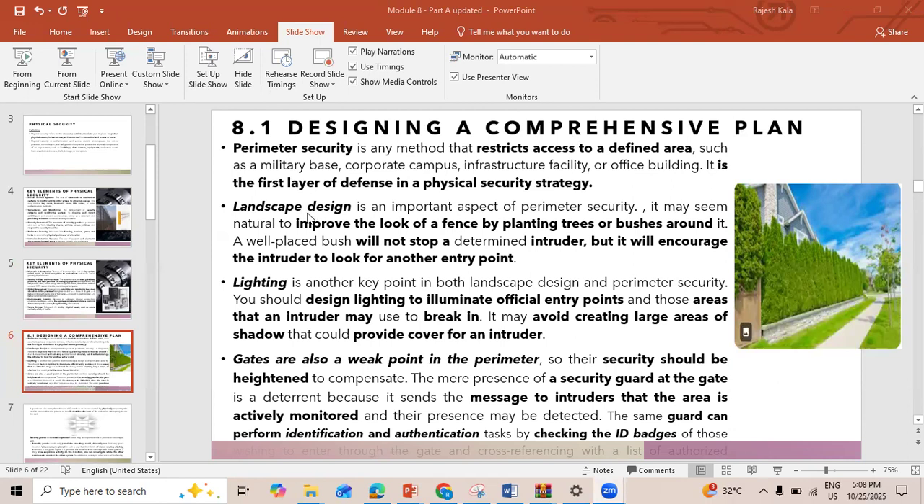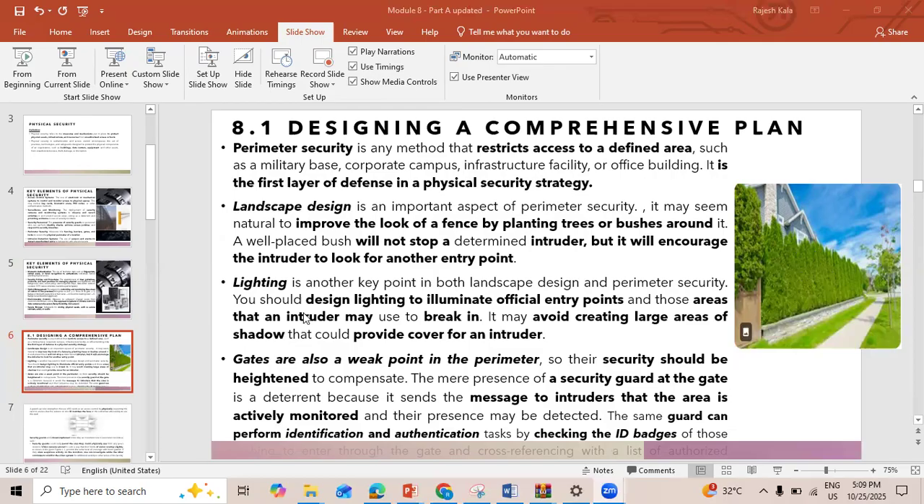Then in that we have landscape design. Landscape design means, see here, I have a big office, a big company, and I have a fence over there. So what I do is plant some trees, some bushes, some garden, so that any security attacker who wants to enter the company will not choose this path because it is protected. To improve the look of a fence by planting trees or bushes, the intruder will not think of entering the company through this type of landscape. He will look for another point.